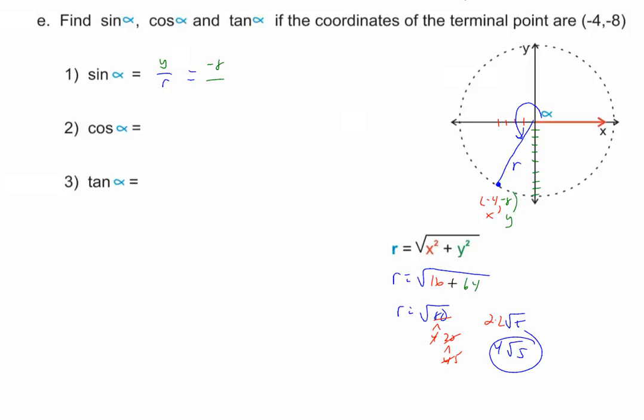What is the value of r? It is 4 times the square root of 5. Now, am I going to leave my answer like that? No, because we're looking for exact. We're going to rationalize the denominator.